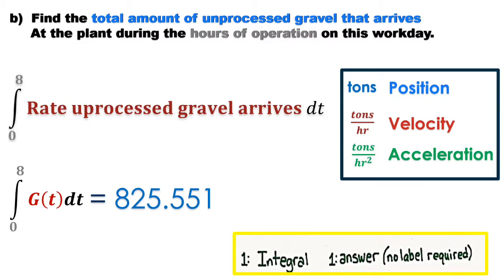They gave 1 point for setting up the integral. Please make sure when you set up the integral that you put your bounds, so 0 to 8, you put your function, in this case g of t, and you also don't forget the dt in this case. The final answer, 825.551, gave another point.